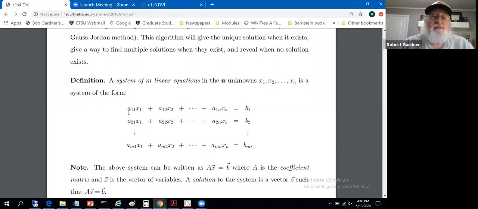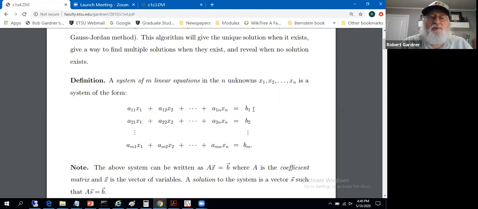So we get A11 X1 plus A12 X2 and so forth up through A1N times X sub N equals B1. So what we have here is a linear combination of the unknowns X1, X2 up through X sub N set equal to some constant. If we only had X1 and X2, maybe you refer to them as X and Y, we'd have something like AX plus BY equals C, which is the equation of a line in R2.